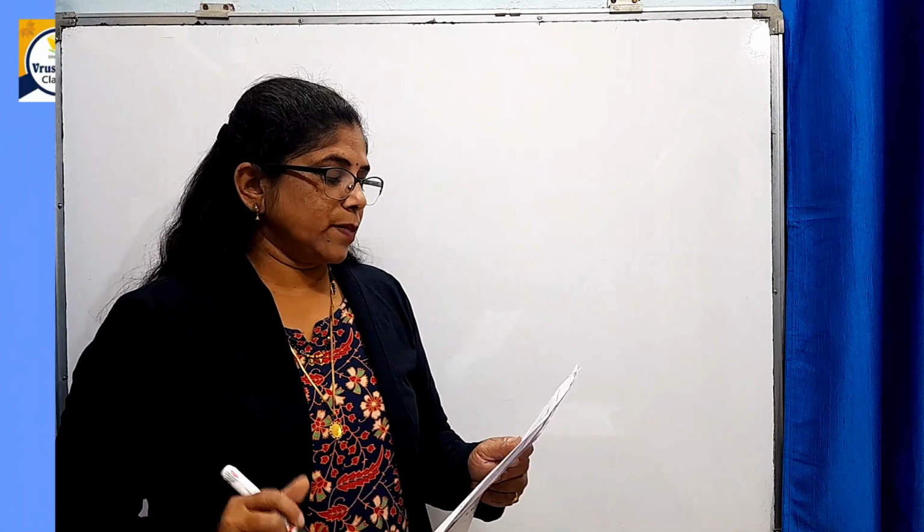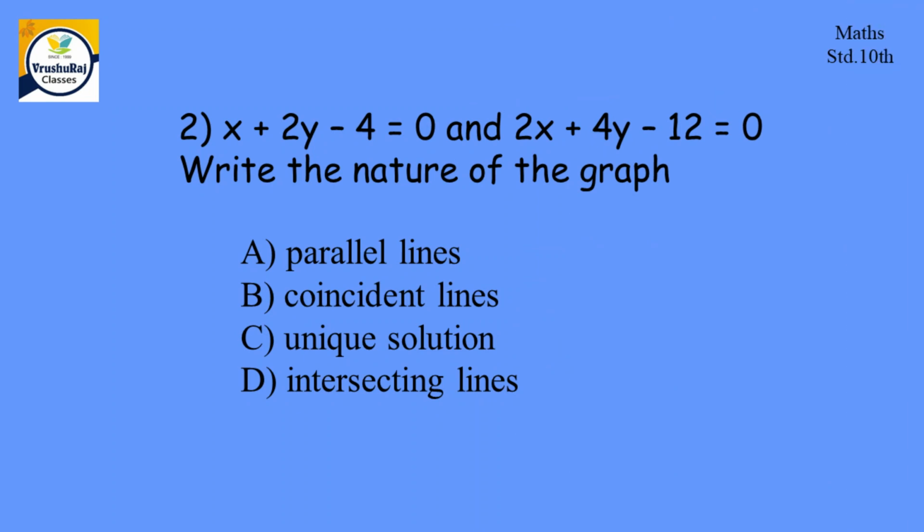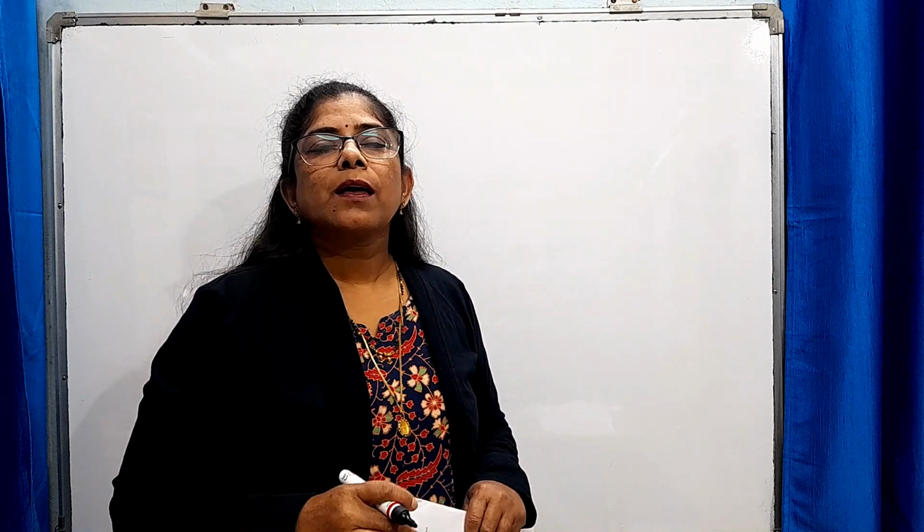In the second question, 2 linear equations are given. The first equation is x plus 2y minus 4 is equal to 0. The second equation is 2x plus 4y minus 12 is equal to 0. And we have to write the nature of the graph. These linear equations represent lines. And we know that if we check the coefficients of the variables and the relation among them, it helps us to know the nature of the lines. How?